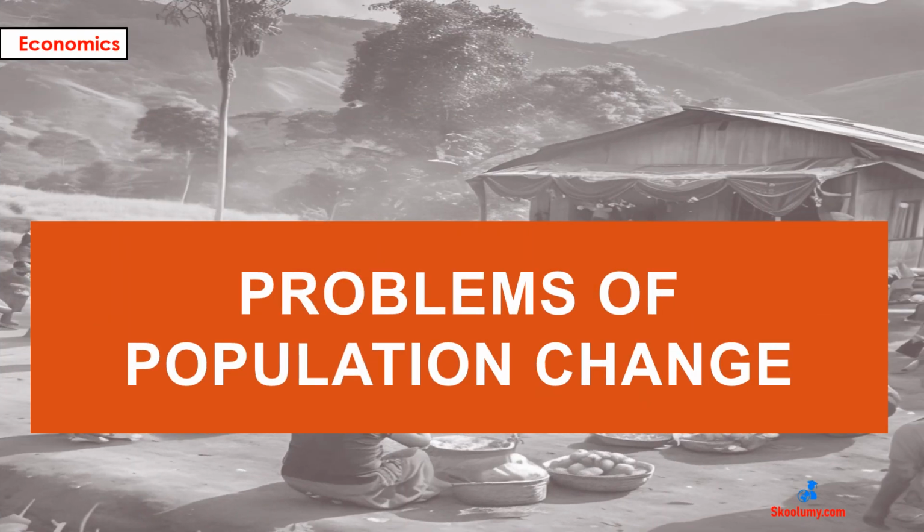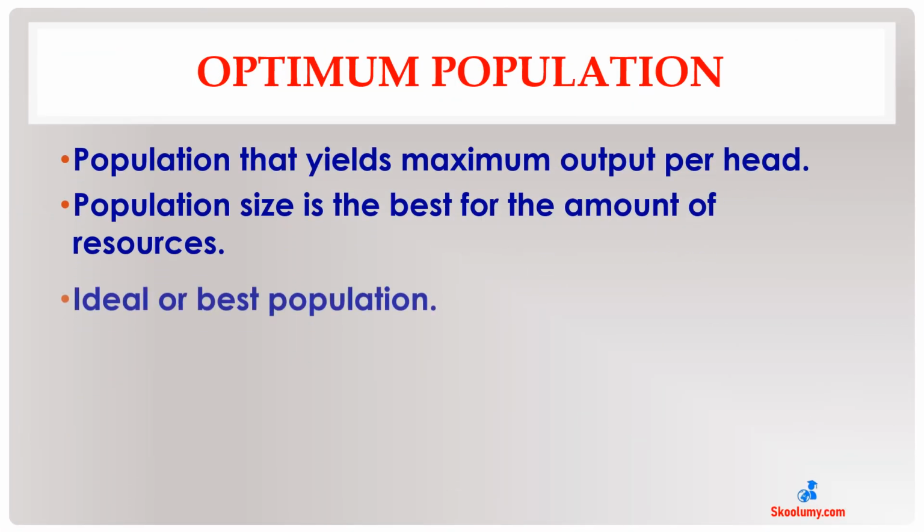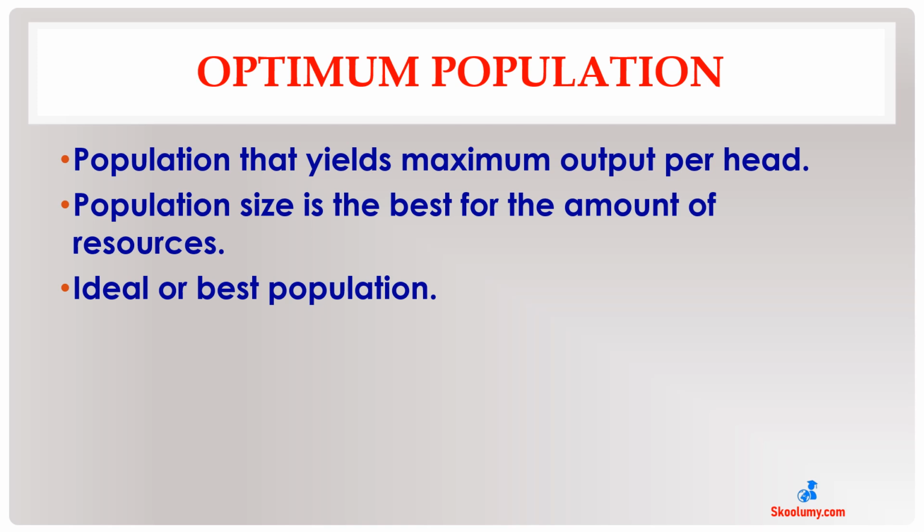Problems of population change. Optimum population. This is the population that produces maximum output per head. Output per head is GDP per head, or GDP per capita. GDP per head is GDP divided by population. GDP, gross domestic product, is the total output of an economy.